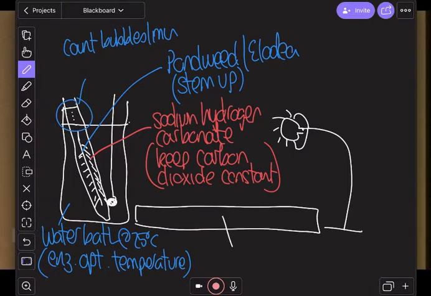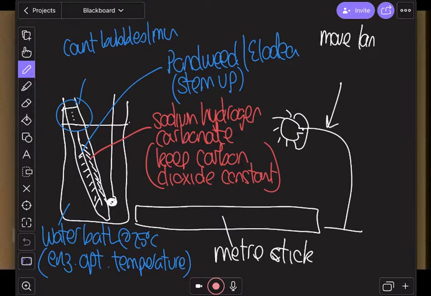So here is our meter stick for measuring the distance. And this is our lamp. Usually we will move the lamp closer and we will wait. Usually we wait for about 5 minutes. And the reason we're doing this waiting is to allow the plant to get used to the new light intensity.